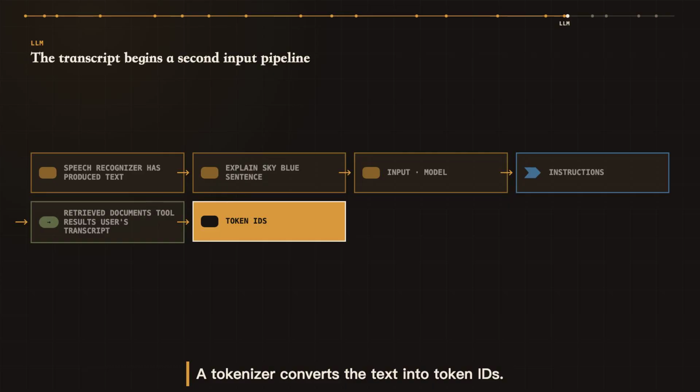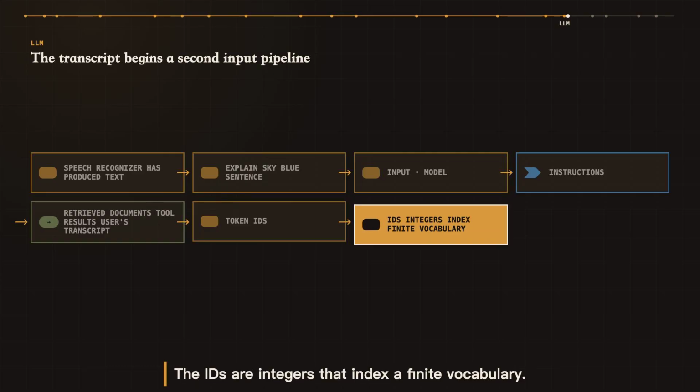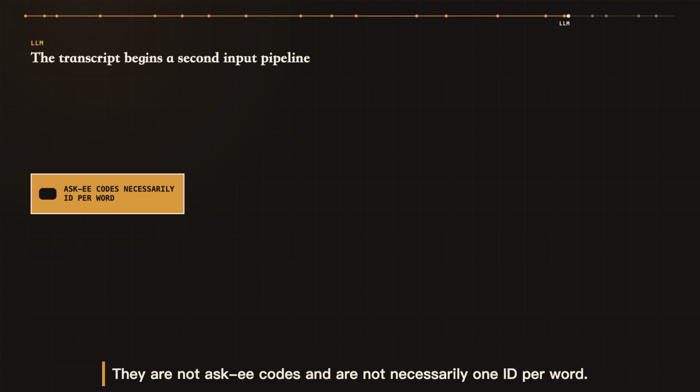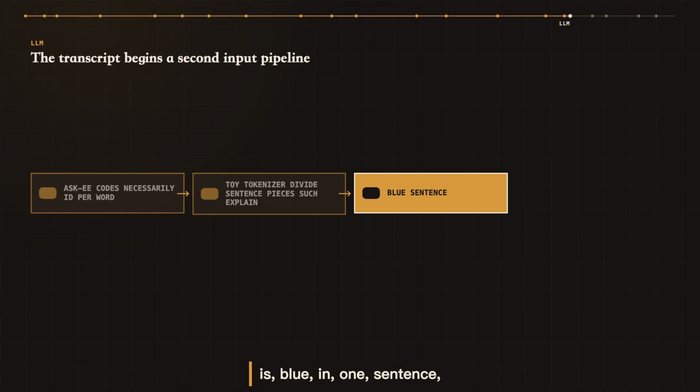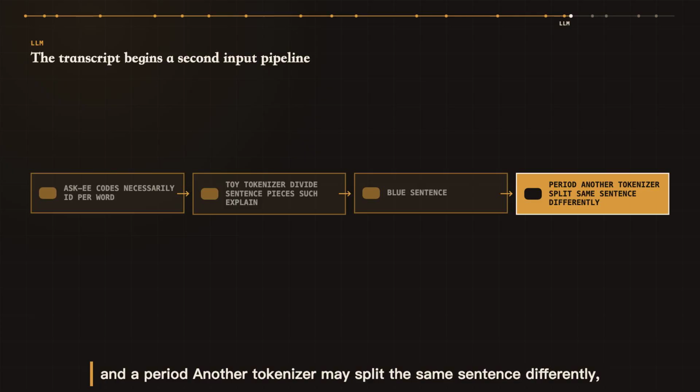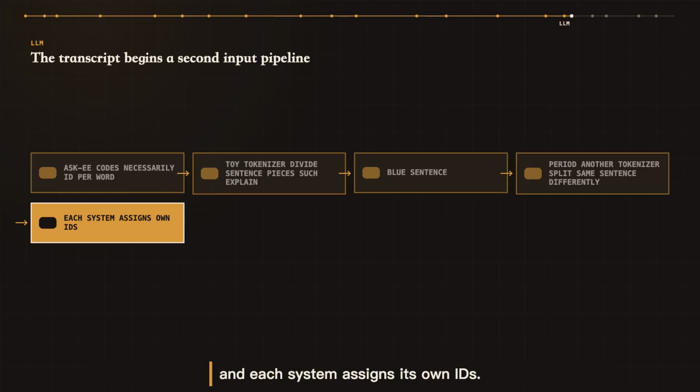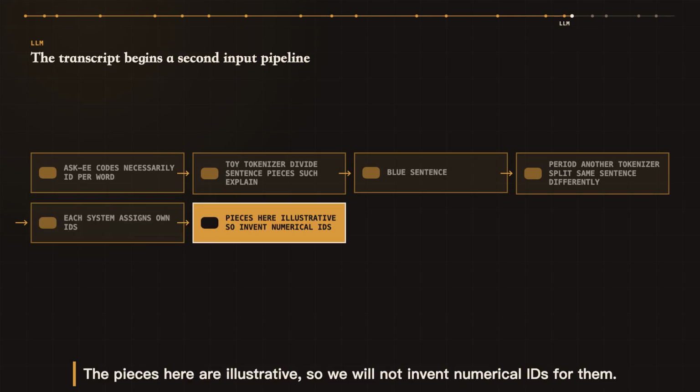A tokenizer converts the text into token IDs. The IDs are integers that index a finite vocabulary. They are not ASCII codes and are not necessarily one ID per word. A toy tokenizer might divide our sentence into pieces such as "explain," "why," "the," "sky," "is," "blue," "in," "one," "sentence," and a period. Another tokenizer may split the same sentence differently, and each system assigns its own IDs. The pieces here are illustrative, so we will not invent numerical IDs for them.